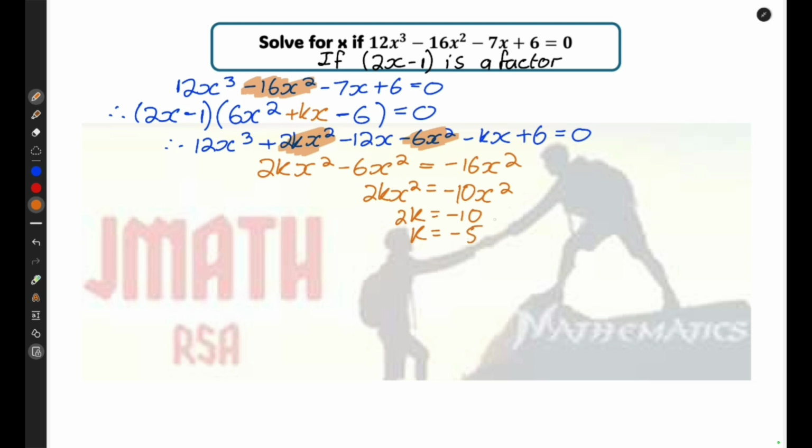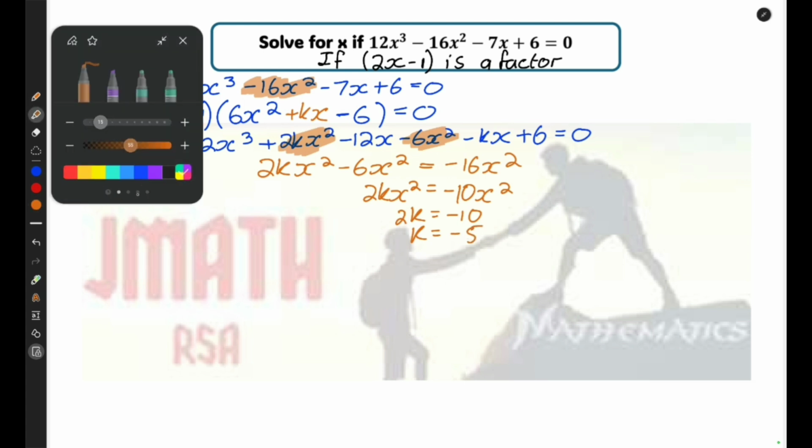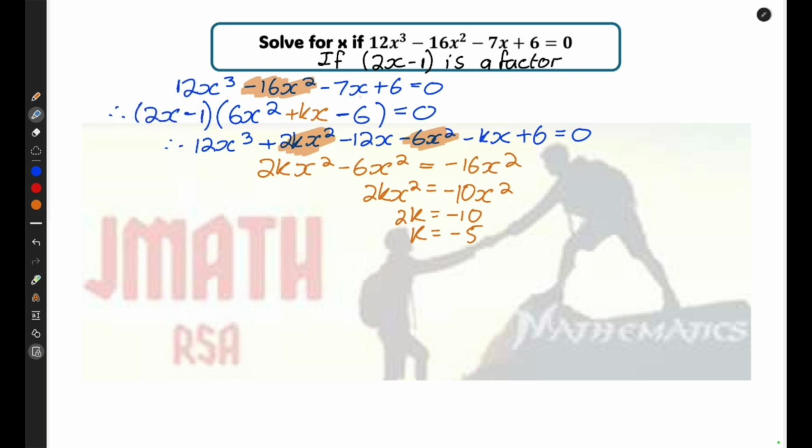Okay, so I could have also taken another couple in this case, so let me just highlight and tell you what I mean. I could have said the minus 12x minus kx must equal minus 7, and that would also give me minus 5 in the end. So you're really free to choose which one, as long as it has a k value in that you can solve.